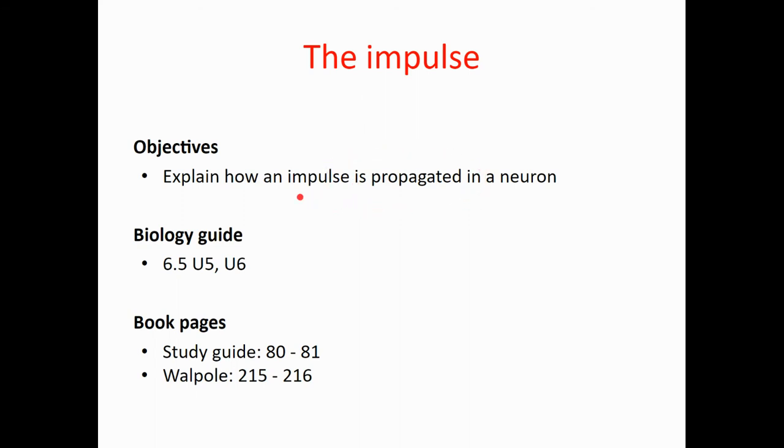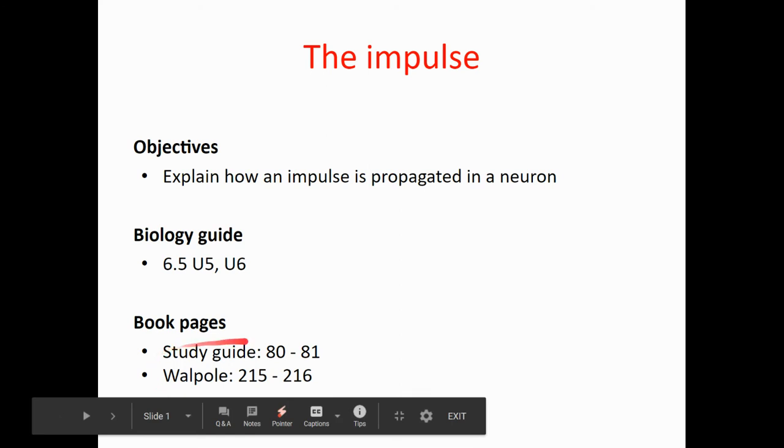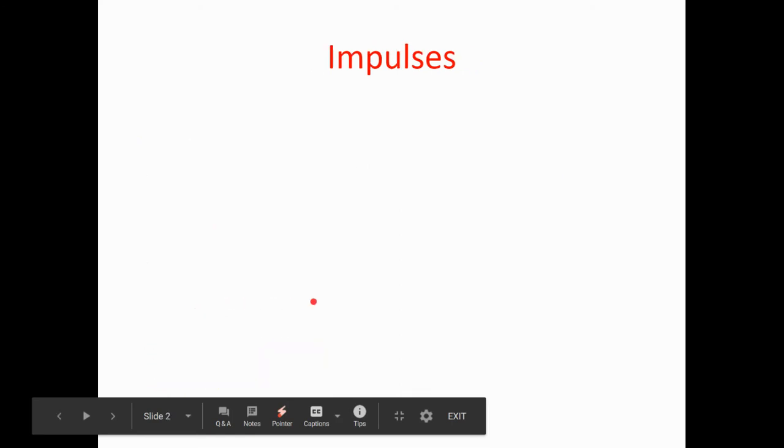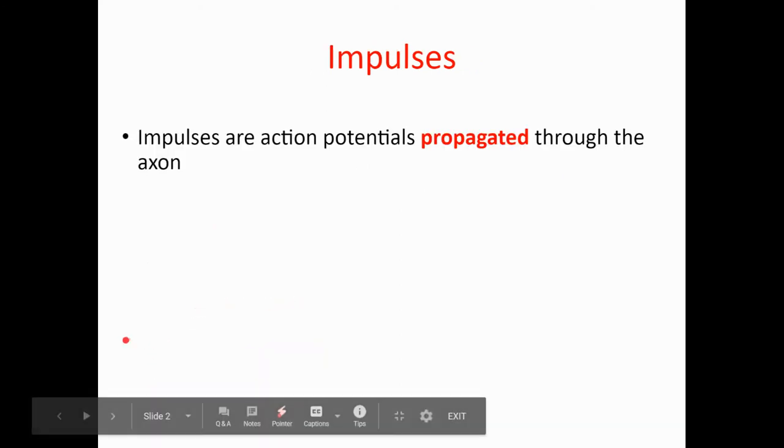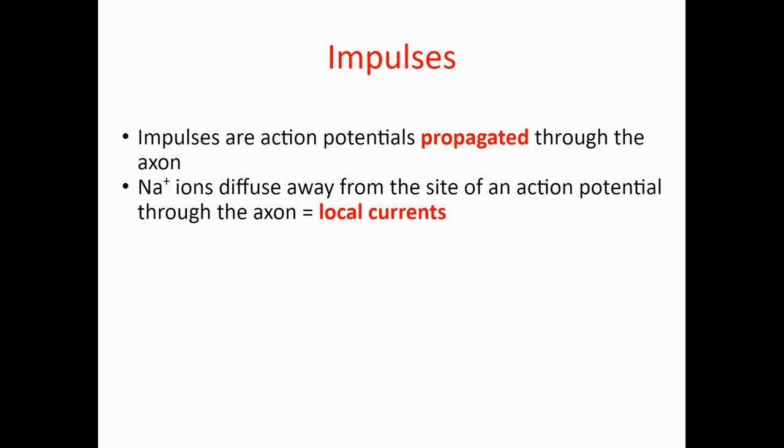Okay, so if we talk about an impulse being propagated along a neuron or an axon, it means that charge, the plus 30 millivolts, moving along the axon. Okay, so you have the pages down here in case you need them to help you as well. So impulses. Propagated, like I said, just means the action potential actually moving along the axon.